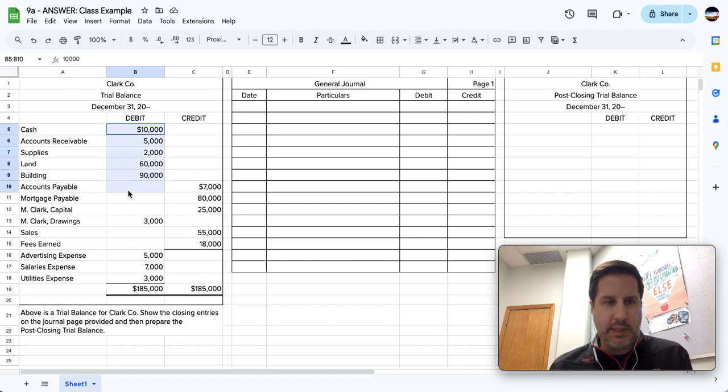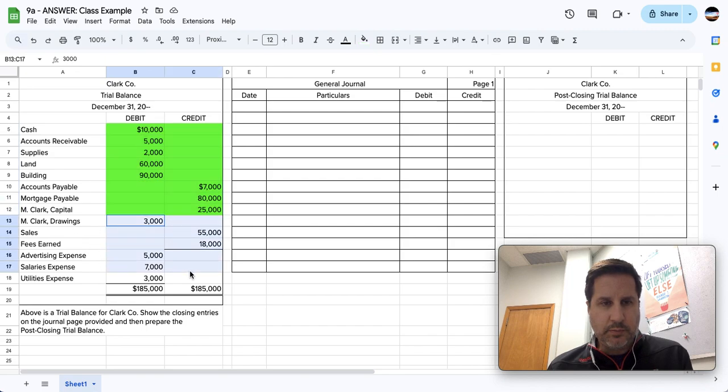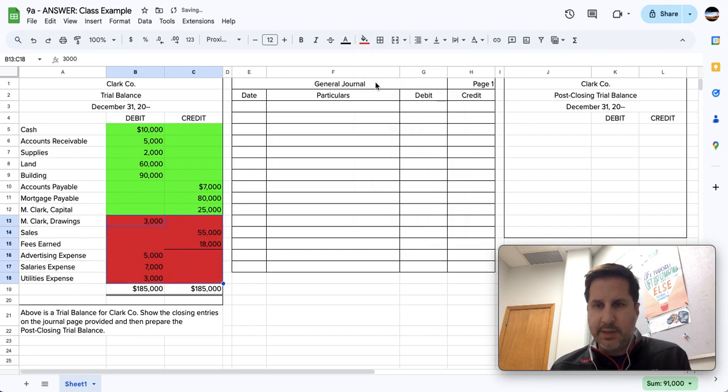I want to highlight here in green, these are your permanent accounts, which means once the new year hits for this company, so once, in this case, January 1st hits, the company will still have cash, receivable, supplies, land, building, accounts payable, mortgage, and the owner will still have capital in the business. These accounts below are temporary and must be closed. And the reason for that is they need to have zero balances to start the year because we will have not earned any money. The owner took no money out, and we haven't incurred any expenses yet.